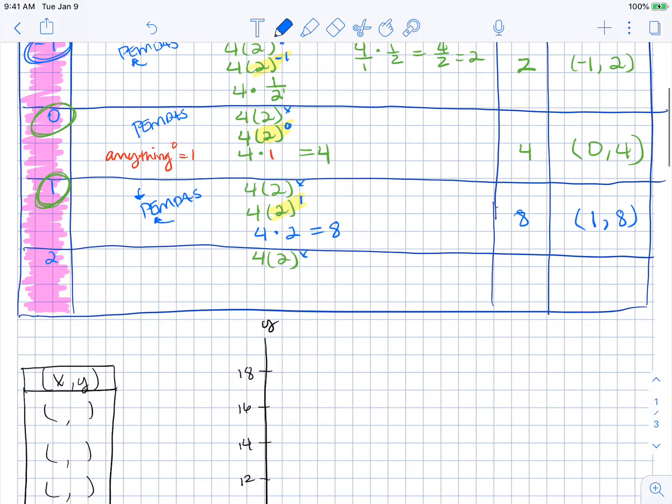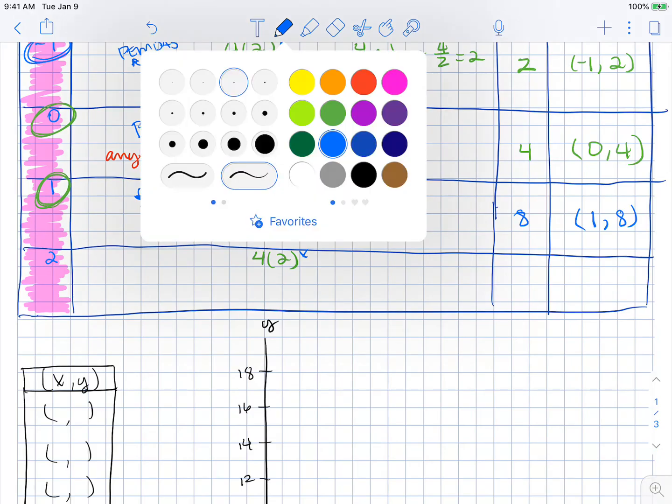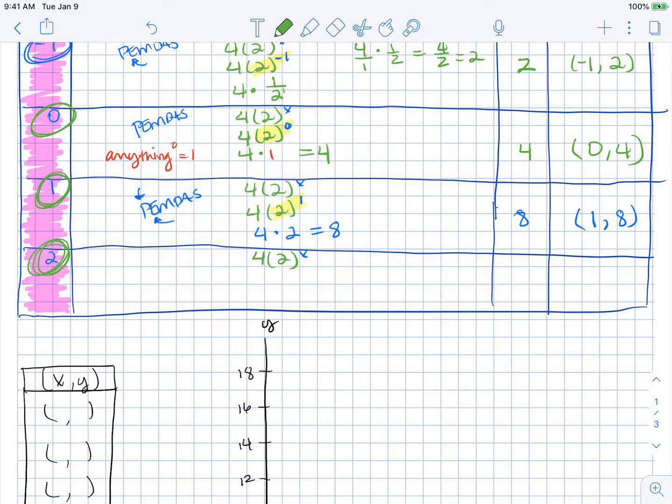The last one I'm going to do is plug in my 2 for my x value, and I say 4 times 2 to the 2. Please excuse my dear Aunt Sally. I'm going to do my exponents because there's no math inside parentheses. This gives me 4 times 4, and that gives me 16. So my y value is 16, and I have the ordered pair 2, 16.